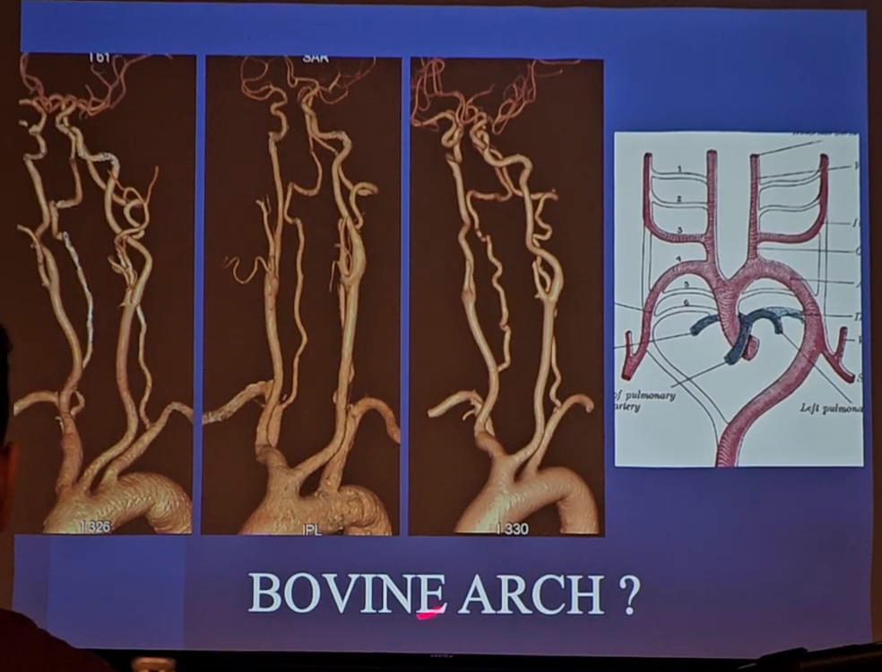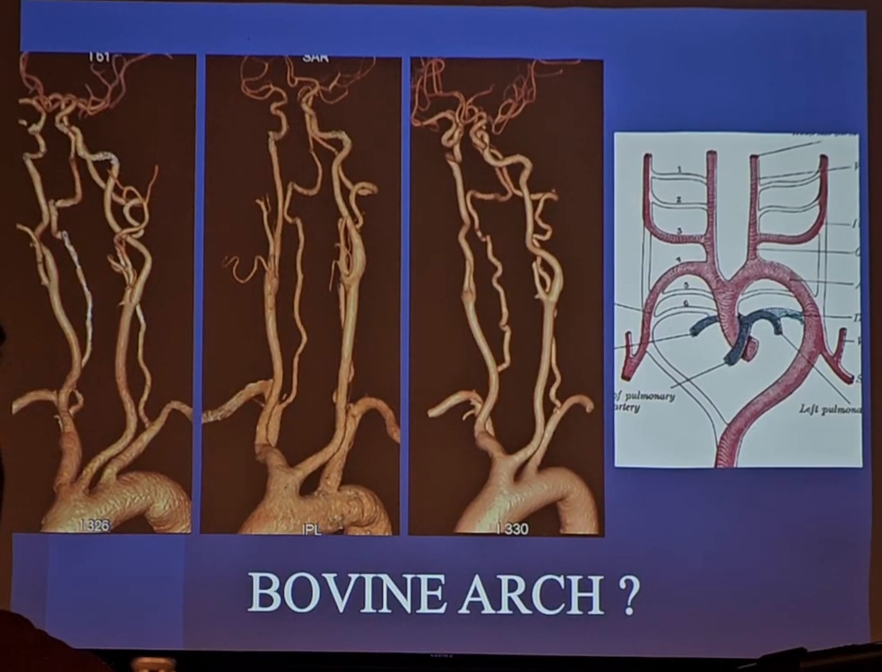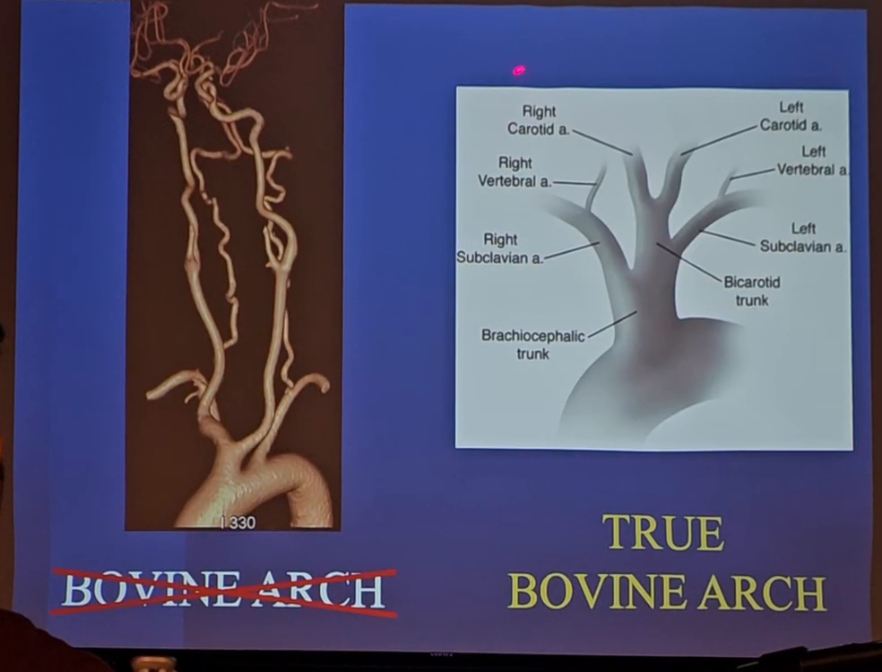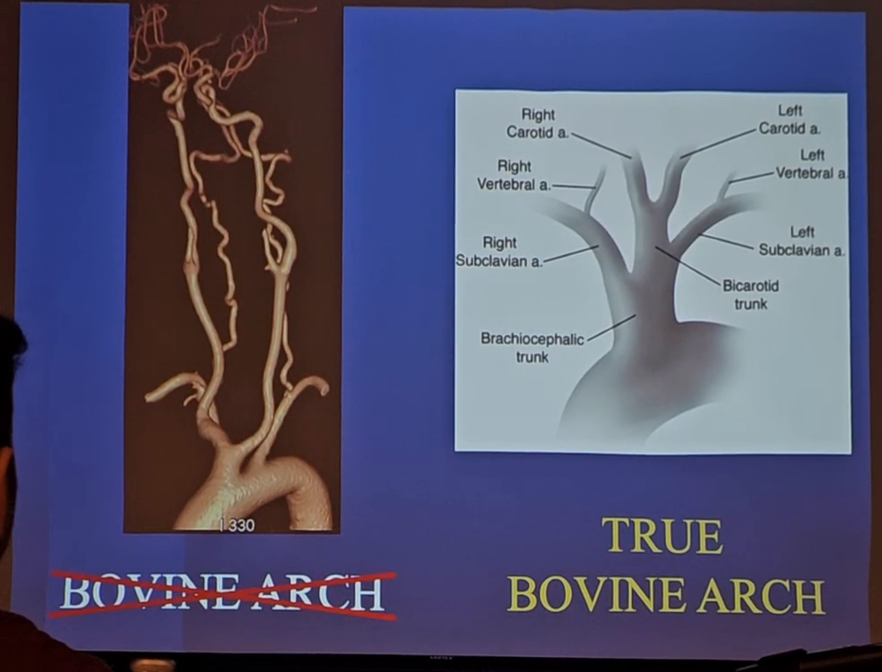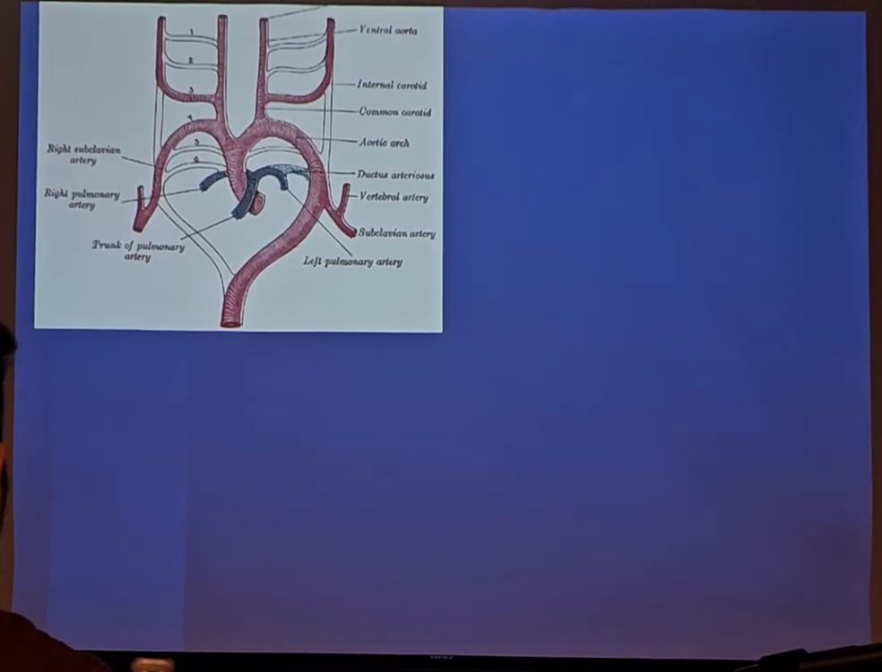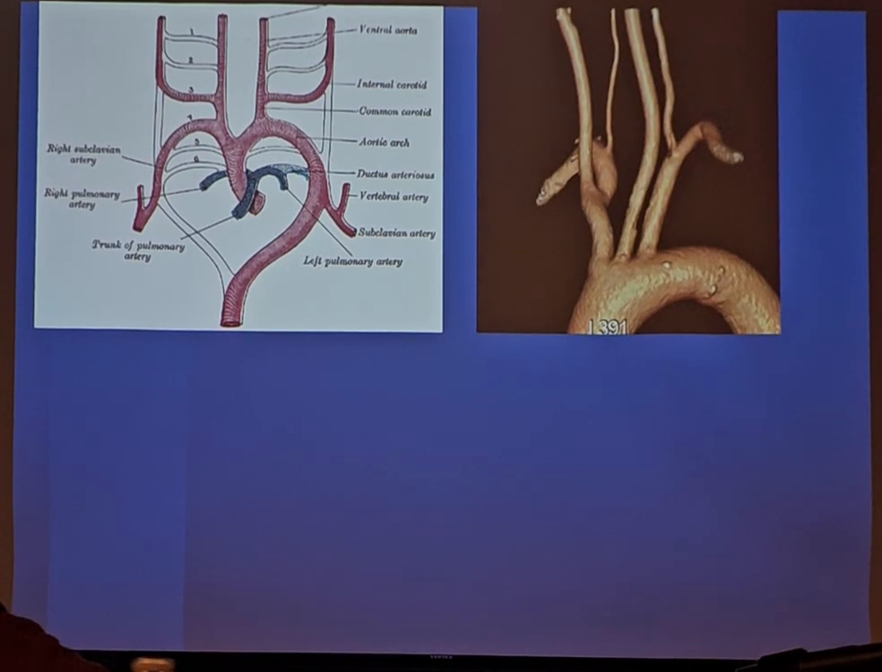We should eliminate calling this a bovine aortic arch, because a bovine aortic arch is usually one trunk that goes up and divides everything. Okay? So this is not a true bovine arch. So this is a true bovine arch. We often see some variations. Okay? From there, sometimes this fourth aortic arch may regress early.